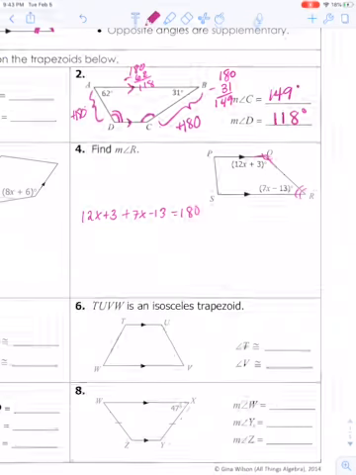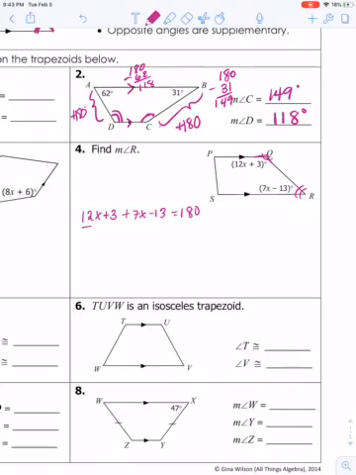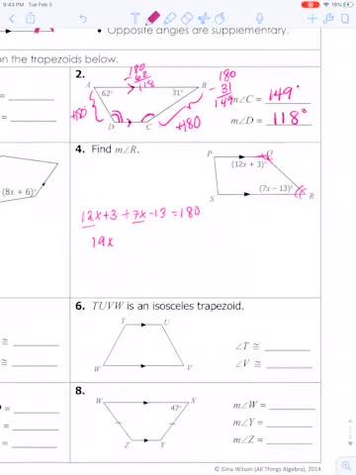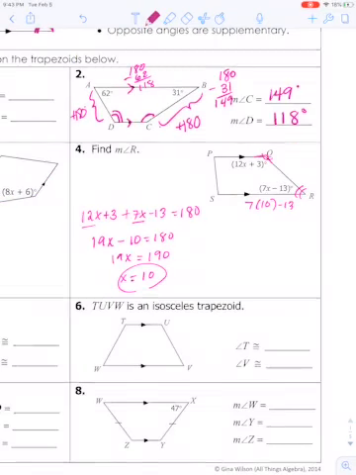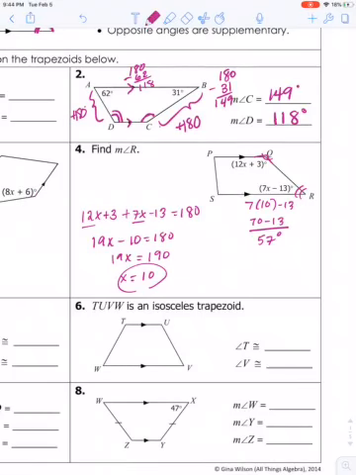Then we just combine like terms to get 19x minus 10 equals 180. Add the 10 over to get 19x is equal to 190. Divide both sides by 19 and x is 10. Then I have to plug it in to get angle R. So 7 times 10 minus 13, so 70 minus 13, which is 57 degrees. And you're done.